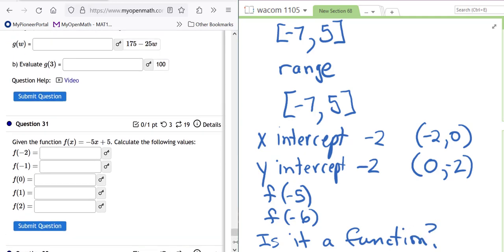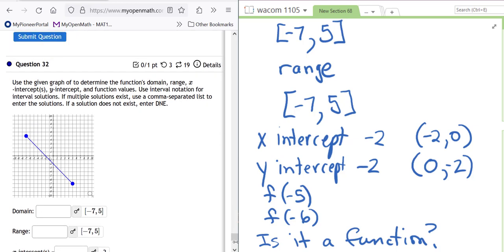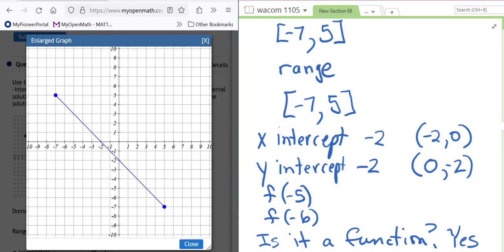That is your vertical line test. And this one is a function. There is no place you could draw a vertical line that would hit more than once, so this is a yes. All right, f of -5. So when x is -5, what is y? And that would be 3. F of -6 would be 4.